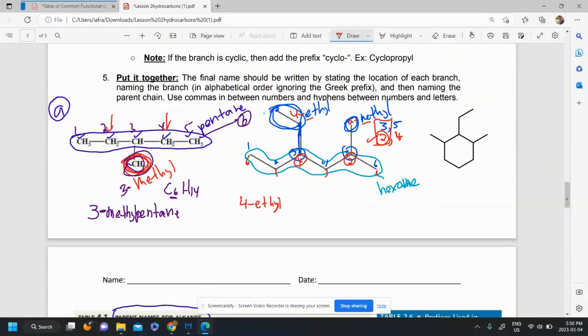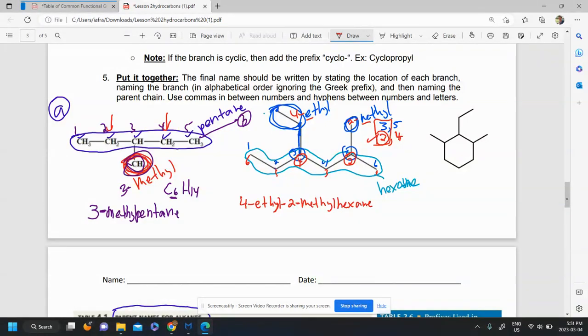Then we're going to put a dash. We'll put 2, or hyphen, I should say, hyphen methyl, and then hexane. No space between methyl and hexane there. And really you're just separating the substituents by those hyphens, 4 and 2.